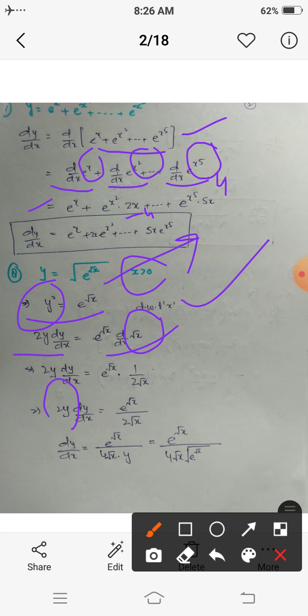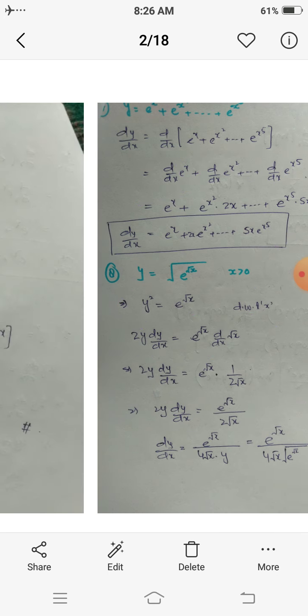Here 2y is in multiplication. When we transfer it to the other side, it becomes the denominator, that is 4y root x, because 2 into 2 is 4. So simply it is e raised to power root x upon 4 root x into root e raised to power root x. So this is the required differential, or derivative, of this given function.